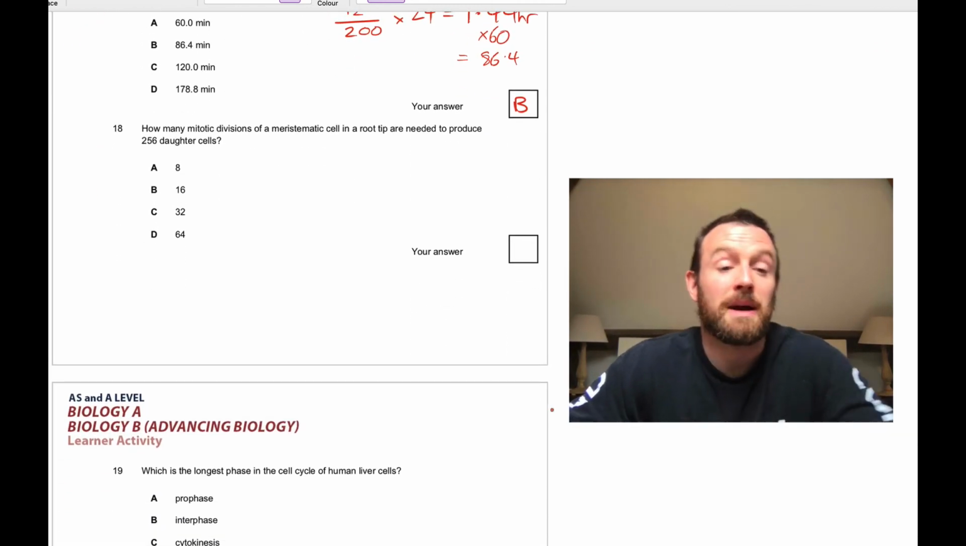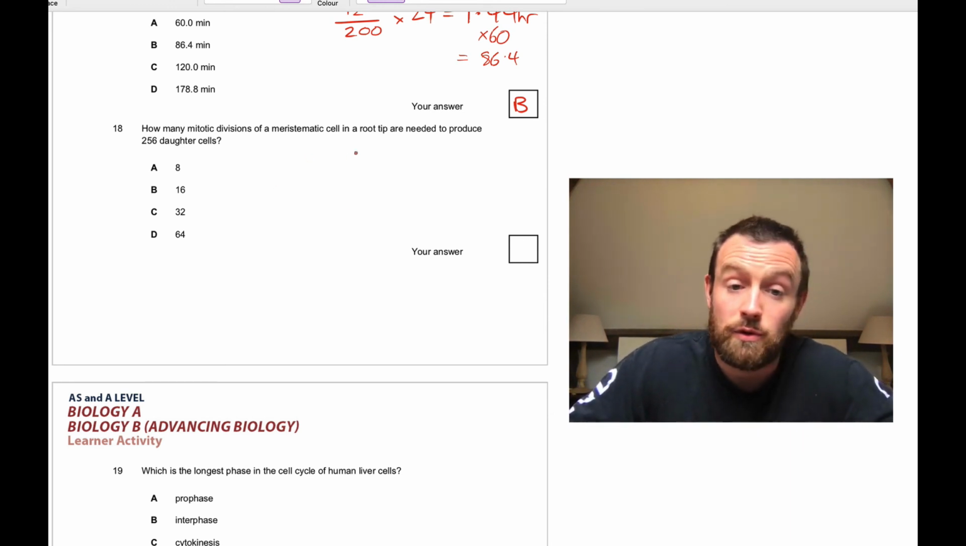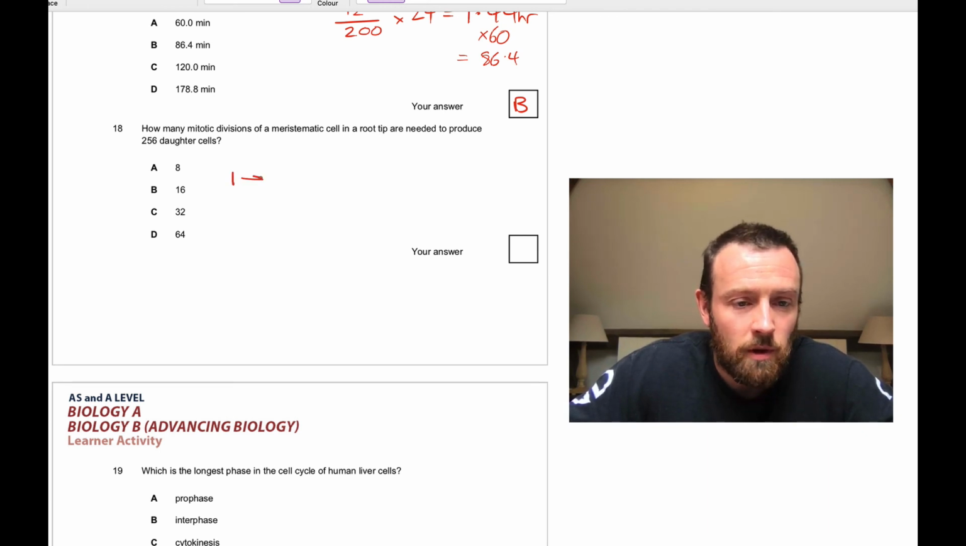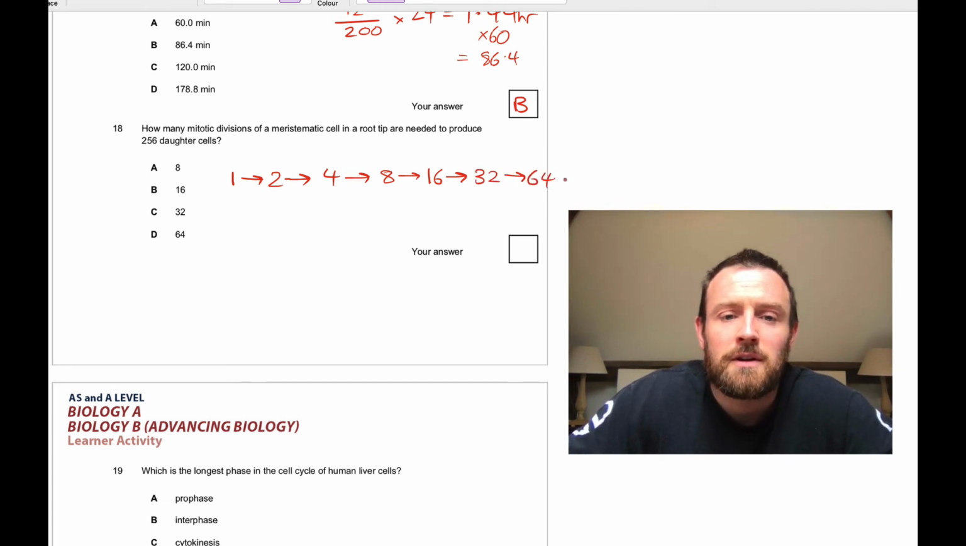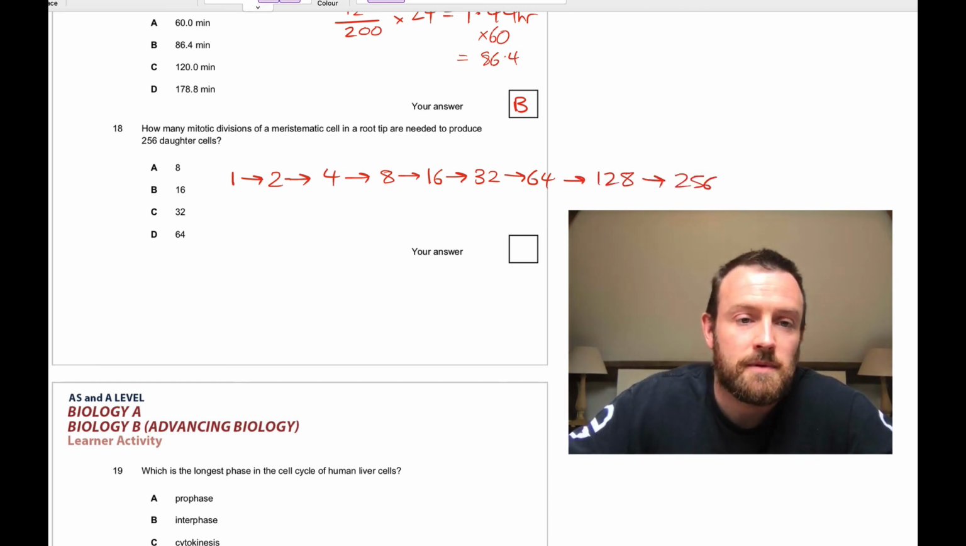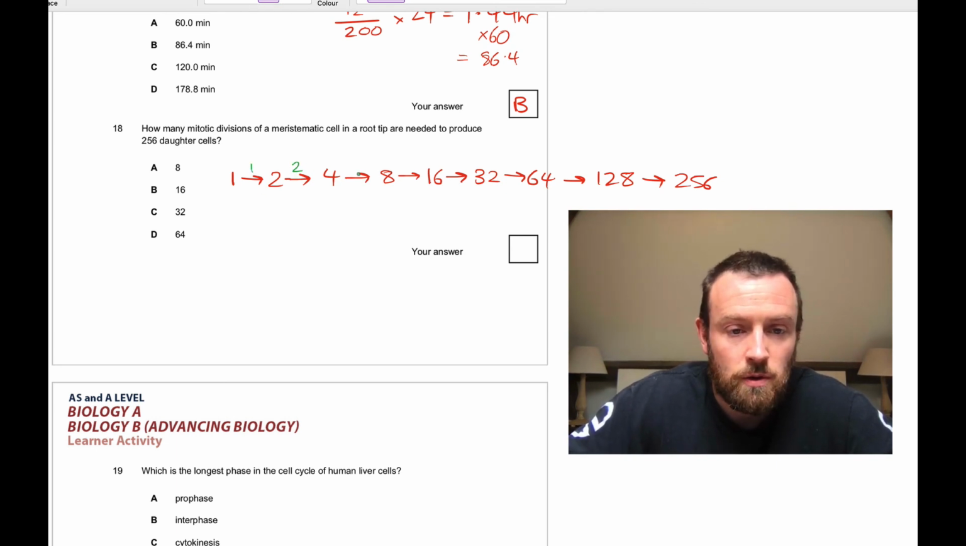18. How many mitotic divisions of a meristematic cell in a root tip are needed to produce 256 daughter cells? Well, if we start with one cell, we divide it once, it goes to 2. We divide it again, it goes to 4, to 8, to 16. Oh my word, can we do this in my head? 32, 64, 128, 256. There we go, I did it. So how many divisions was that? It's 1, 2, 3, 4, 5, 6, 7, 8. 8 divisions. The answer is A.